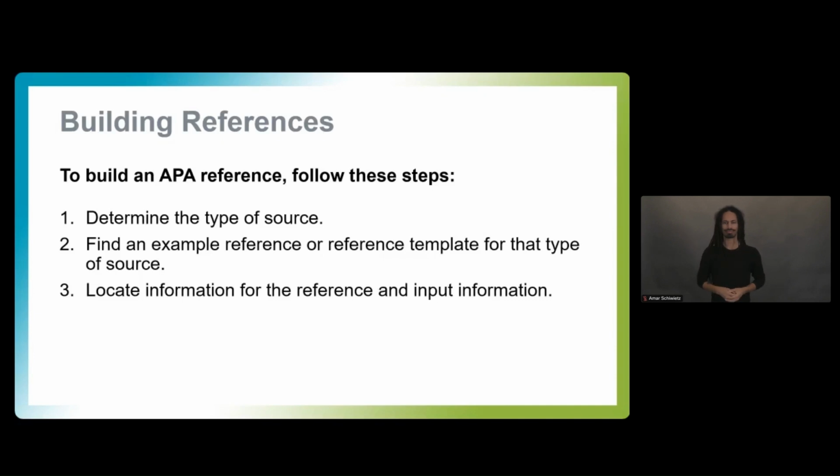Okay, and step number 3, locate the information within the source and then use it to generate your reference entry. So once you know what you're looking for, you're able to pull that information. And we're going to walk through this process in the next few slides.